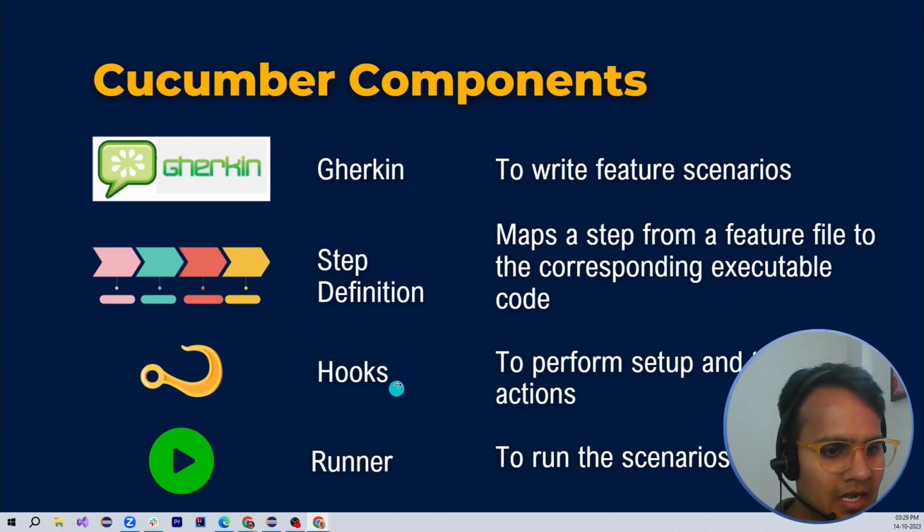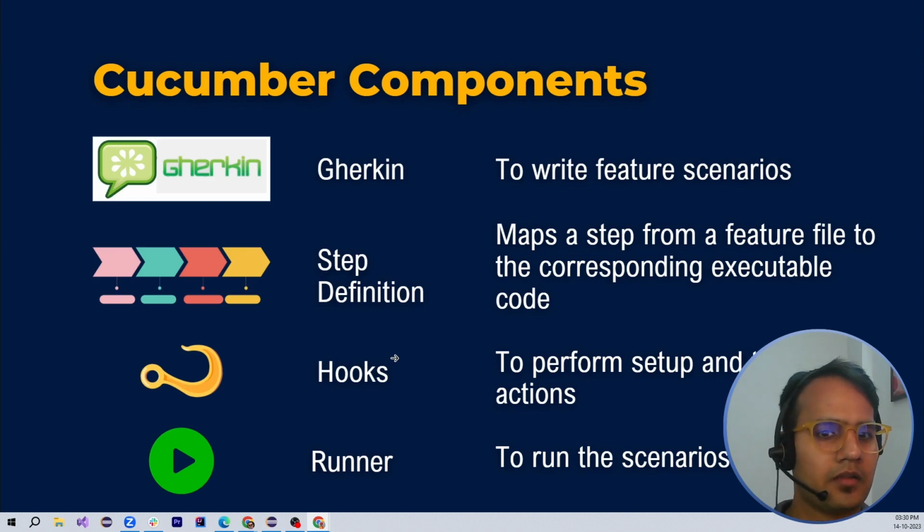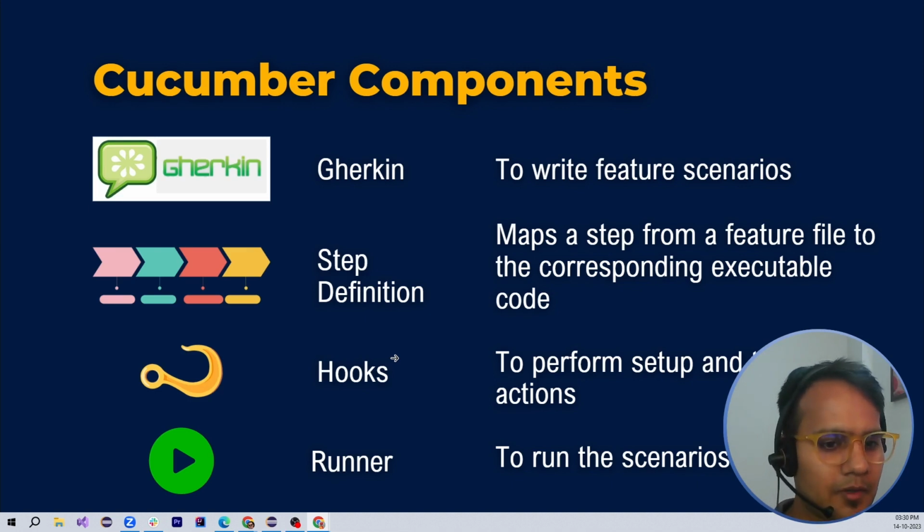Now what are hooks? In hooks, whatever things we want to perform again and again for different test scenarios. For example, there are 10 different scenarios, and in all 10 scenarios there are a few lines we want to do again and again. For example, suppose we want to open the browser, then go to a particular URL again and again. These 2 lines are the same throughout, right? For that purpose, hooks are used.